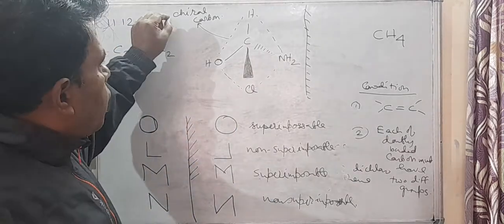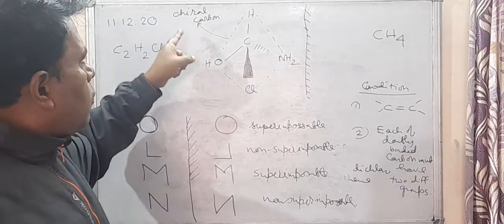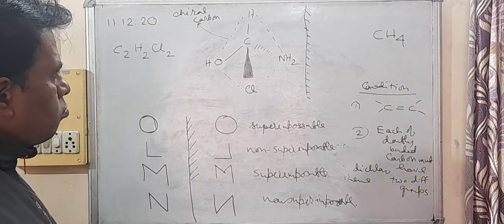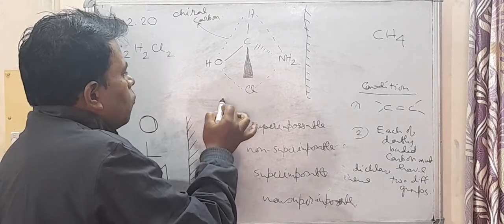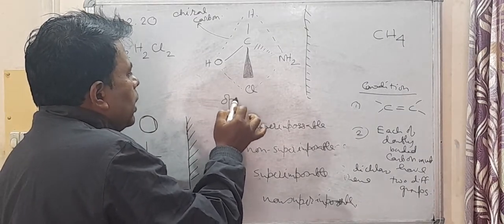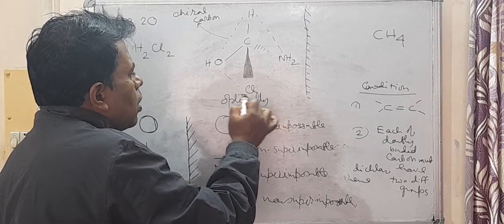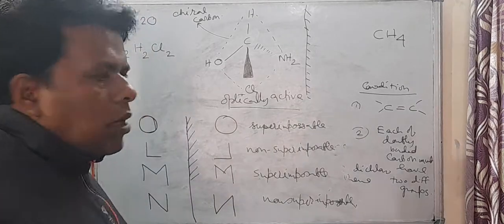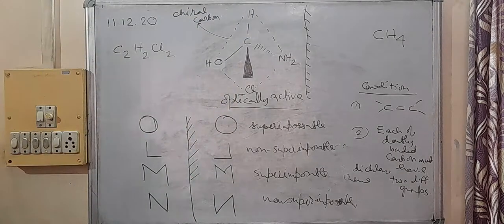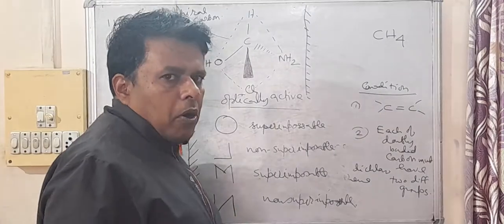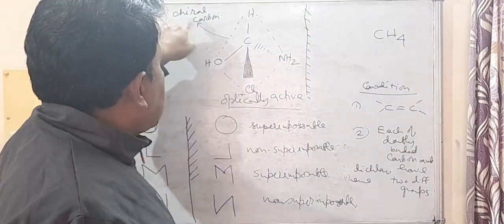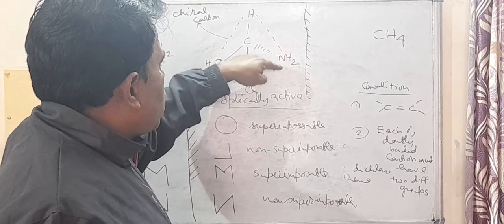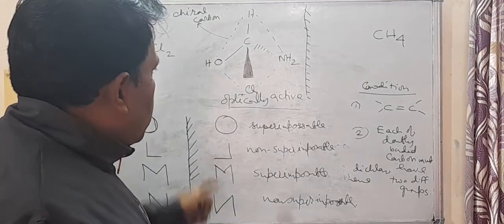So when we have an organic compound and the carbon is a chiral carbon, then that compound will be optically active. That compound will be optically active. When will an organic compound be optically active? When it has a chiral carbon, when it has 4 different groups attached to it.